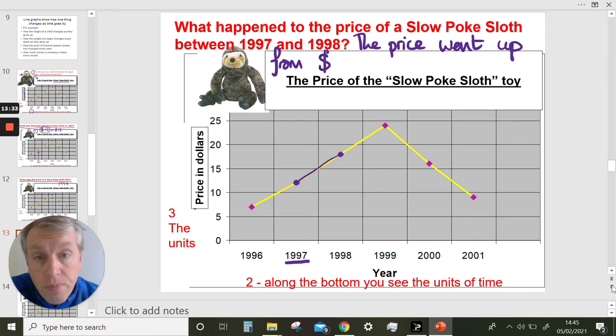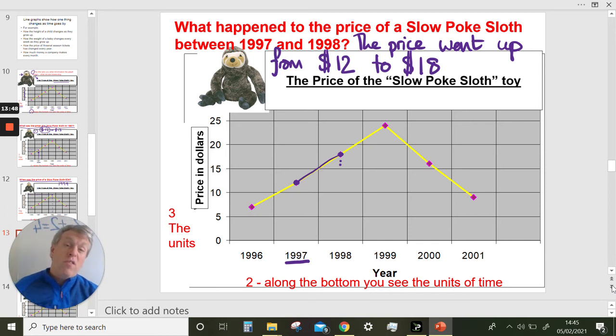From $12 to, hold on, 15, let's see, 16, 17, probably to $18. That's a big difference. The price went up from $12 to $18. The price went up quite a lot, quite steeply. And we can see that it went up from the line, and that's why line graphs are useful, because they help to show us that information very visually.